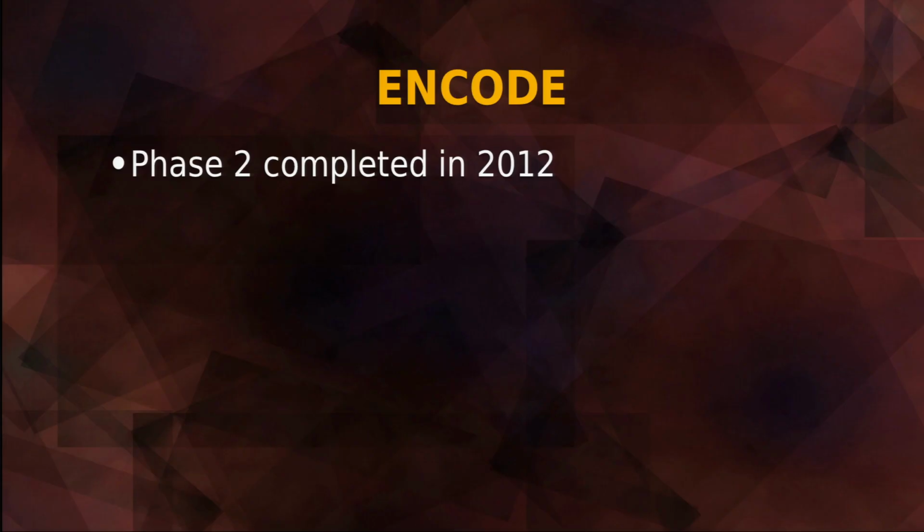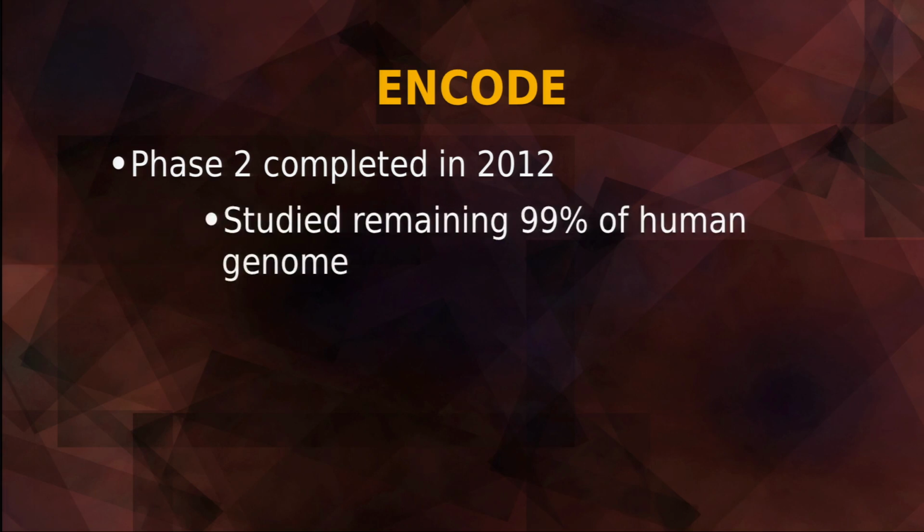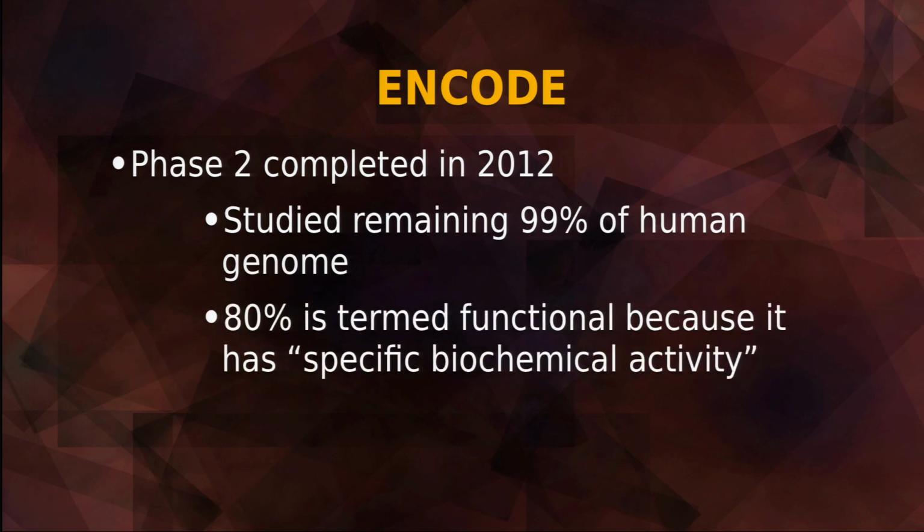Now, phase 2 was completed in 2012, and they decided to study the remaining 99% of the human genome because the first pilot phase was so successful. And at that point, they termed that 80% of the human genome is functional because it has some specific biochemical activity. In other words, something binds to it, it's being transcribed into RNA. There's activity there. And the third phase of this is to figure out exactly what all that is doing, which is going to take a lot of time and a lot of people to do that.